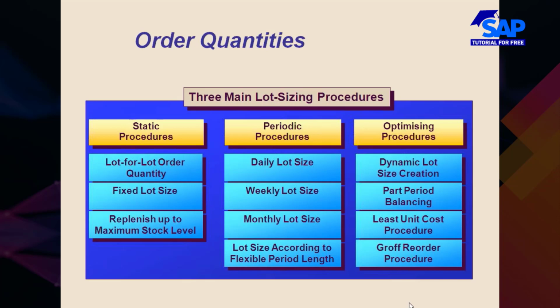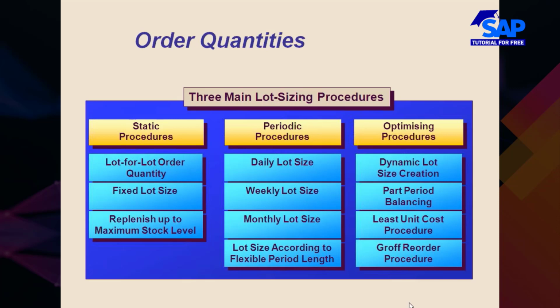And then there is something called replenish up to maximum stock level, the one that we have used. Every time a purchase requisition is created, it creates for the maximum stock capacity of your storage location. That is called replenish up to maximum stock level. So these are the three techniques of the standard or static or constant lot sizing process.